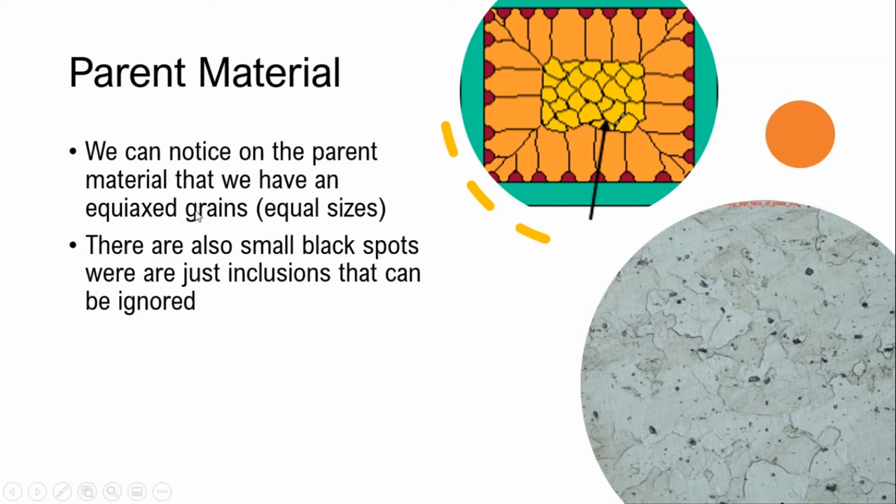And we can see equiaxed grains. Basically that means that the grains are relatively equal in size, and there's not a lot of deformation that has occurred here. And then also the small black inclusions here are pretty irrelevant. They're mainly just from the manufacturer's shop, and they simply don't pose any sort of interest in this.